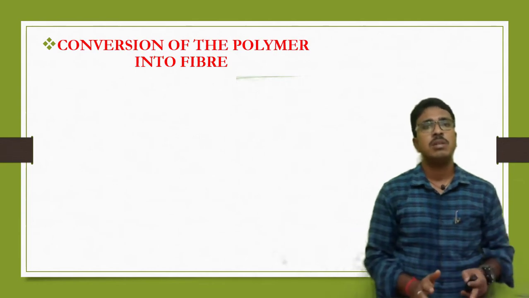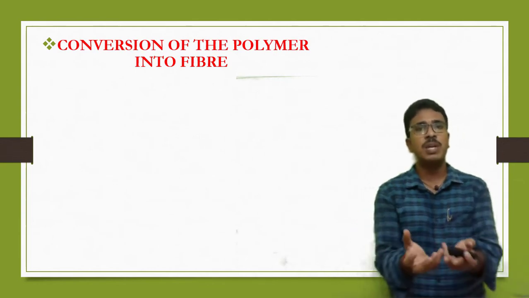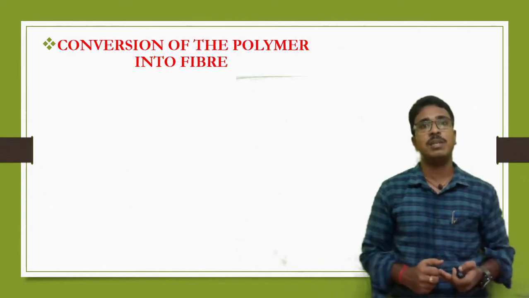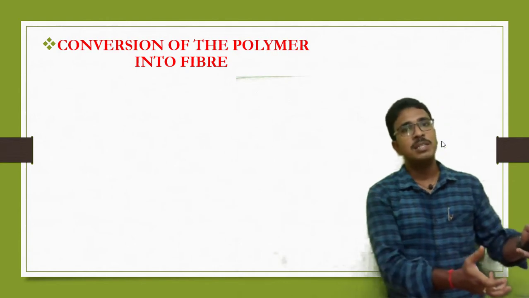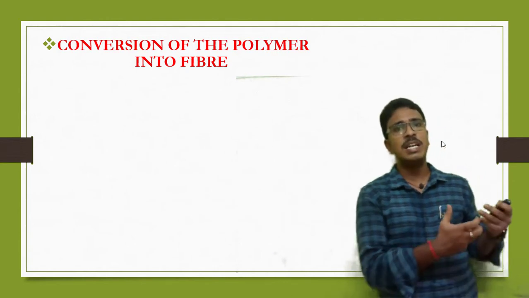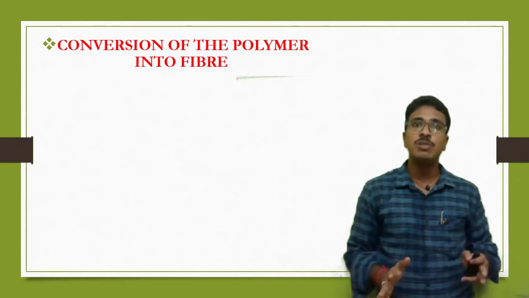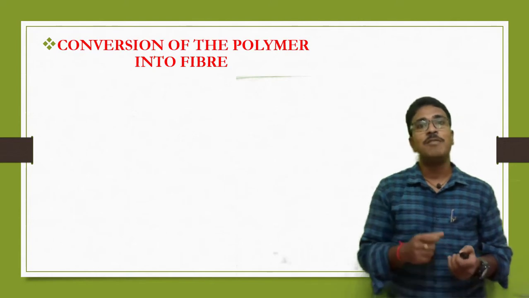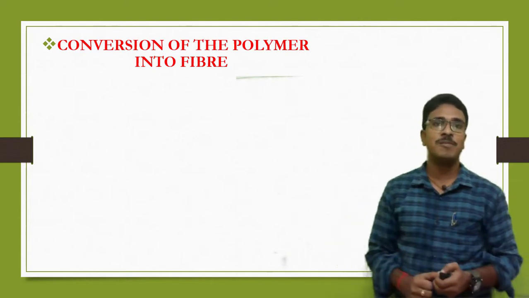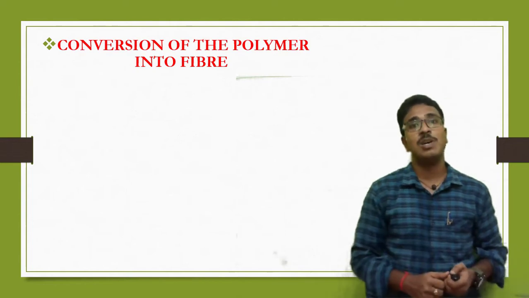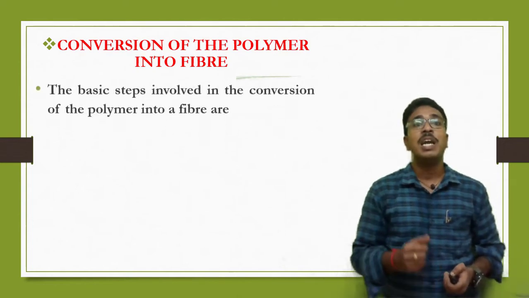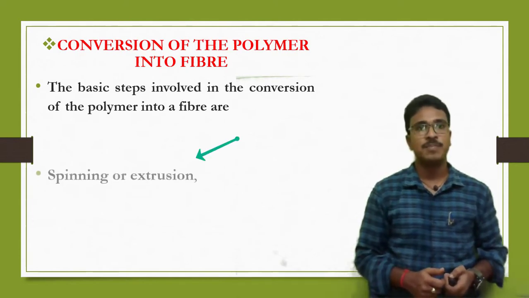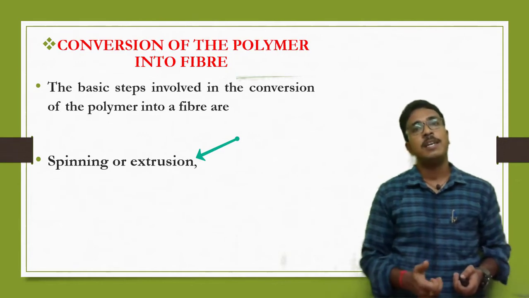Now the polymer is produced. That means now we have the polymer in our hand, and we have to make fibers out of this polymer. Either through condensation or addition polymerization, we have produced the polymer, and from it we have to make continuous lengths of yarns. This process of converting the polymer into fiber is called spinning or extrusion.